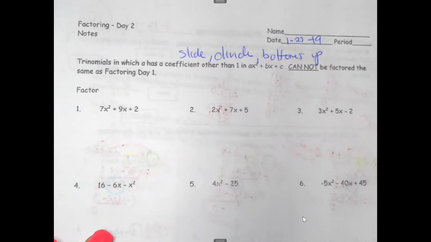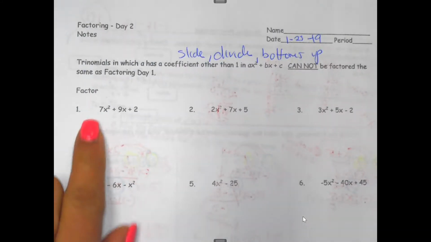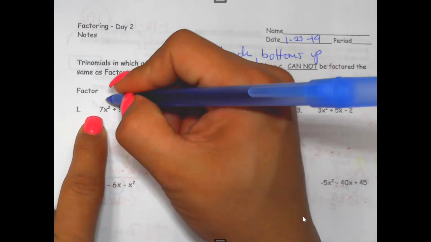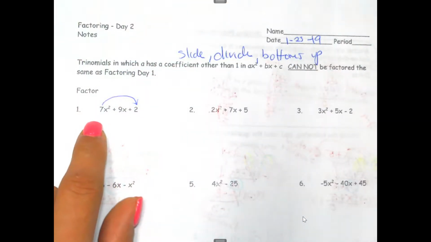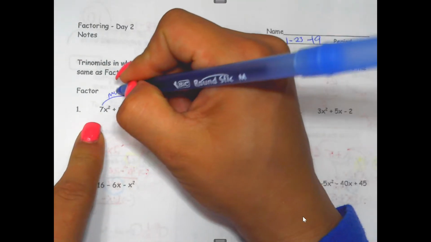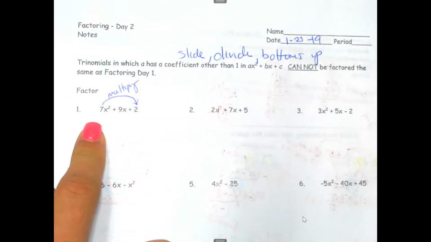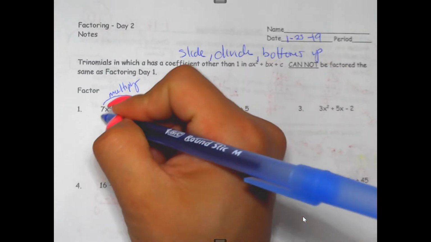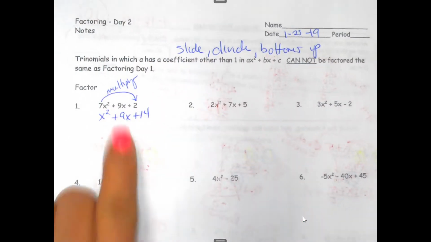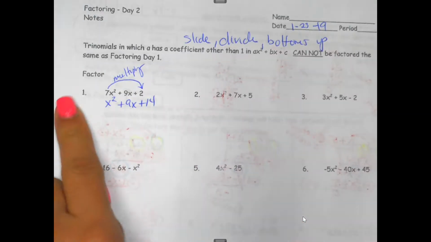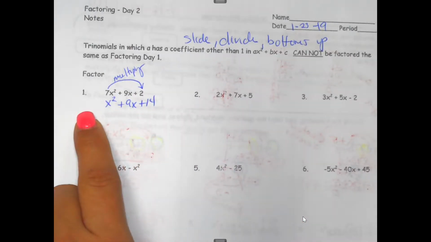All right, so we're going to start with the number in front of the x squared. We're going to multiply that times the 2. That's our slide. So 7 times 2 is 14, and let's rewrite it. Since I slid that 7 over to the 2, it's no longer in the front.